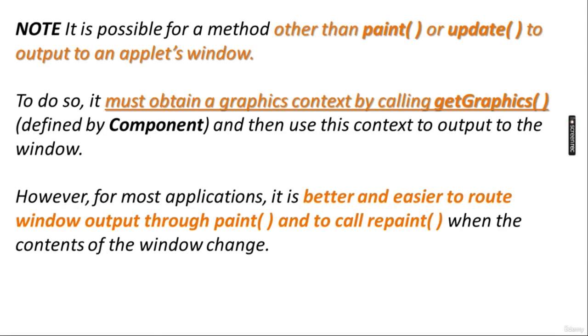It is possible for a method other than paint or update to output to an applet window. You must obtain a graphics context for this by calling getGraphics, defined by the Component class, and then use this context to output to the window. So what is the option for paint and update? The graphics context object, which you will get using the getGraphics method. For most applications, it is better and easier to go through paint and to call repaint again and again.